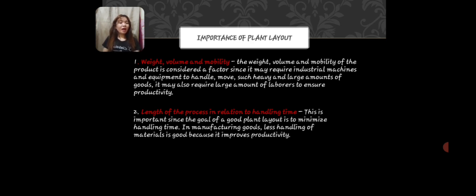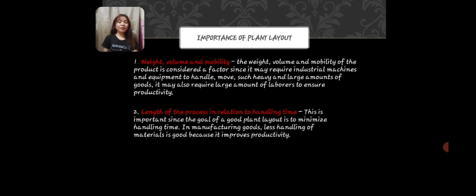So, syempre, may mga machine na kailangan, alam mo kung paano i-handle kasi mabibigat siya. May mga equipment na mabibigat. Next is length of the process and the relation to handling time. This is important since the goal of a good plant layout is to minimize handling time.